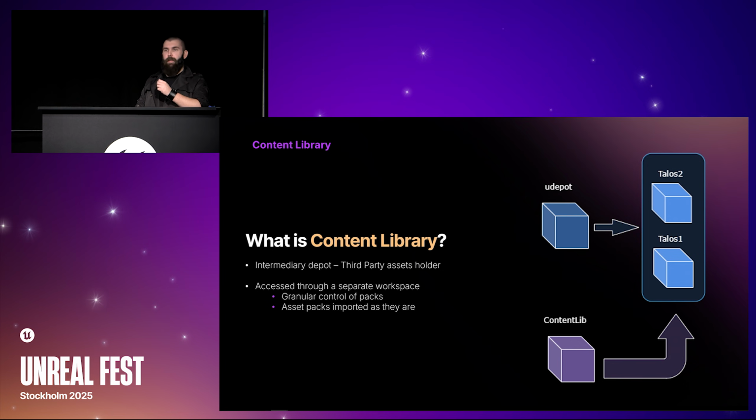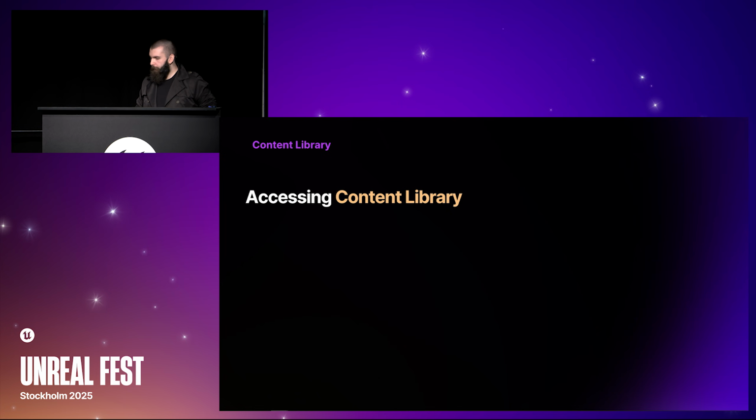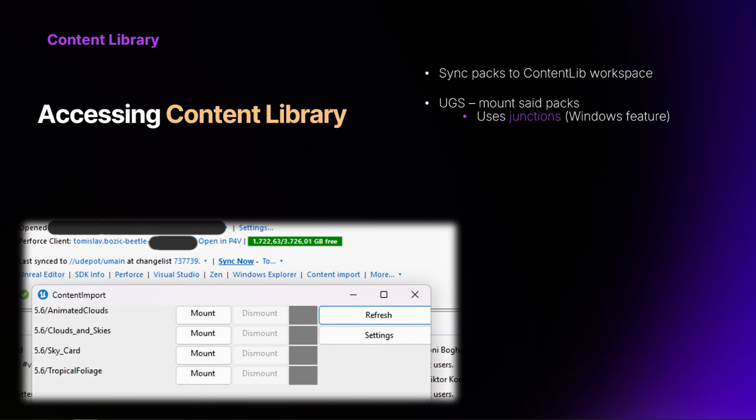And then those asset packs that you get into that workspace will be available for you to get into the production project. But how to access them is you access them through UGS. It is a custom tooling that we implemented inside UGS. So when you get the wanted asset packs into the workspace, you can then mount them through UGS, and then those will appear in your production project. Now that mounting is done by junctions, which is a Windows feature.